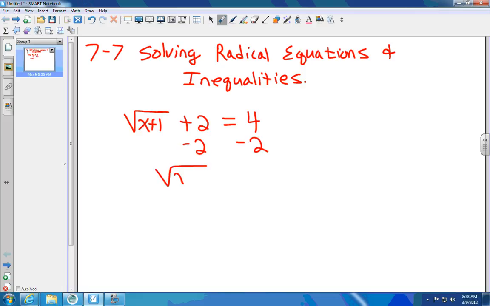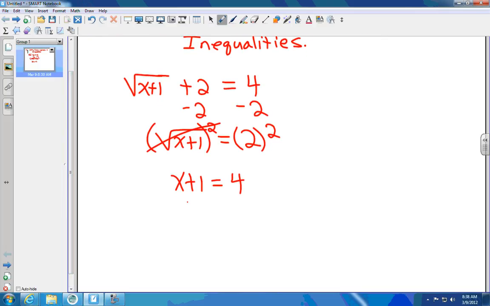So that leaves us with square root of x plus 1 equal to 2. Is the radical now by itself? Yes. So how would we get rid of a square root? Square both sides, which is exactly what we do. So that cancels. We have x plus 1 now equals 4. Solving for x. X equals 3.